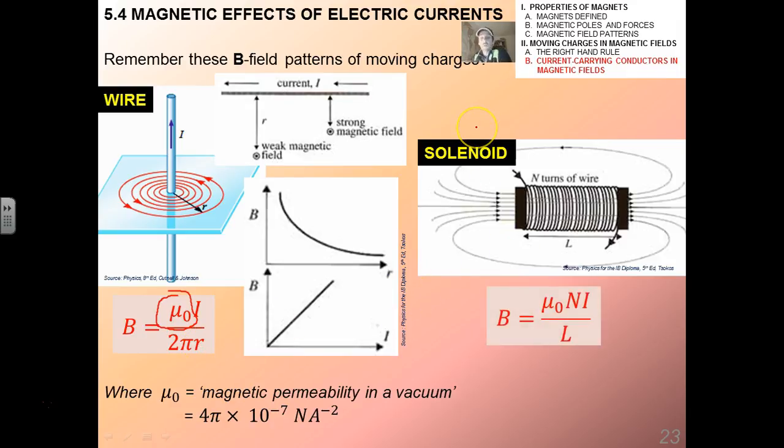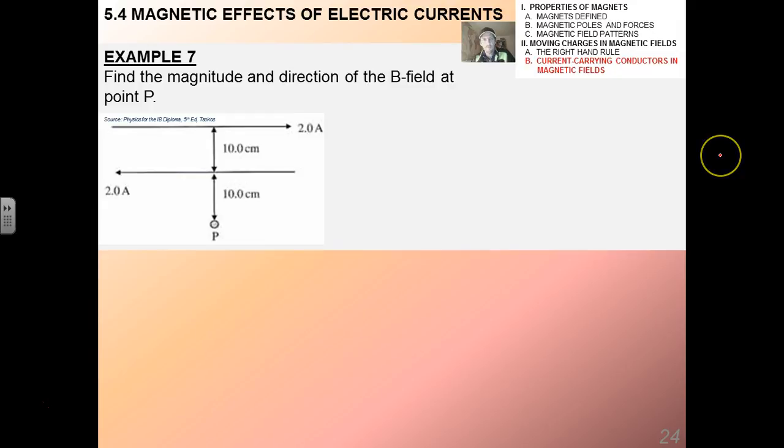Now, in a solenoid, you should be familiar with the following equation: the B field inside is equal to mu naught times n, the number of turns of the wire, times the current over the length. It's not the length of the wire, but the length of all the coils together. That's important for you to realize. So again, B equals mu naught I over 2 pi r, and B equals mu naught N I over L. Neither of these are in your data booklet, but you should be familiar with them, okay?